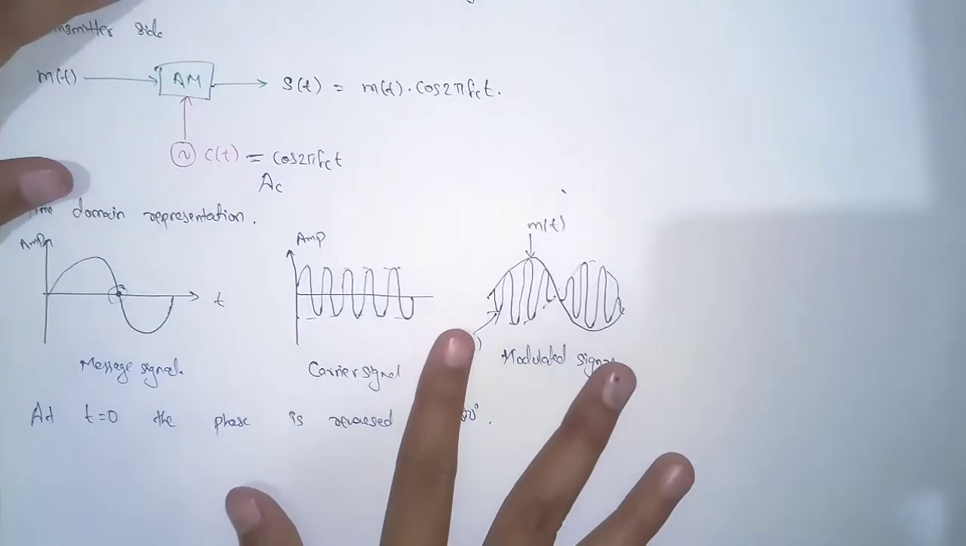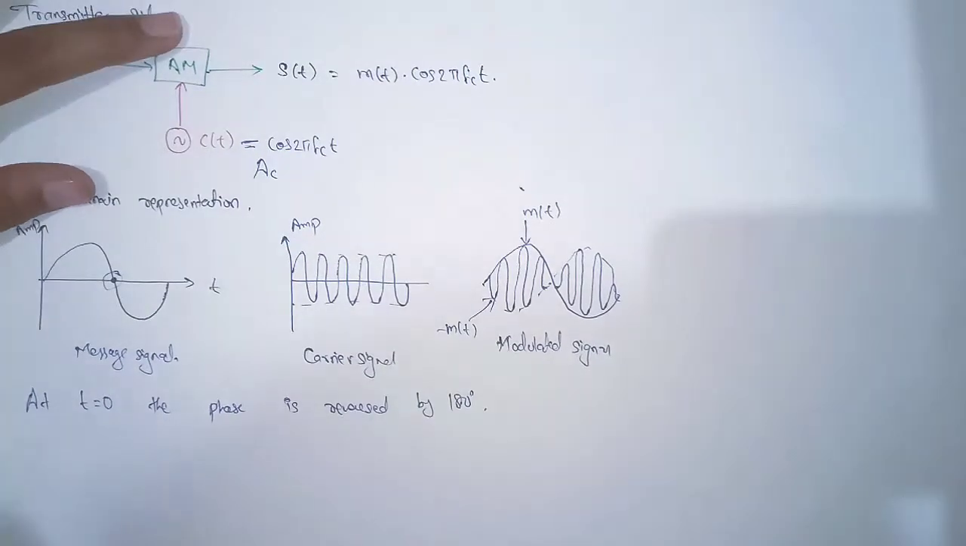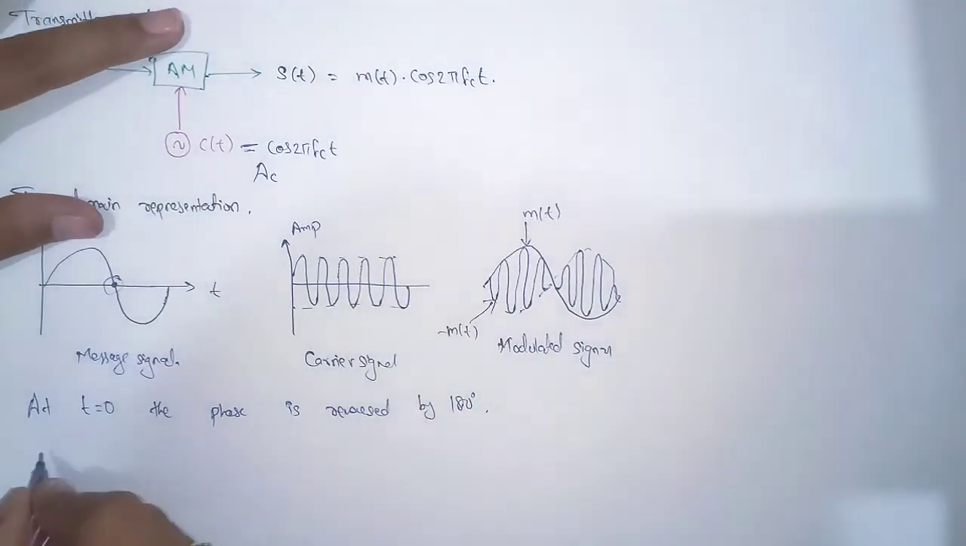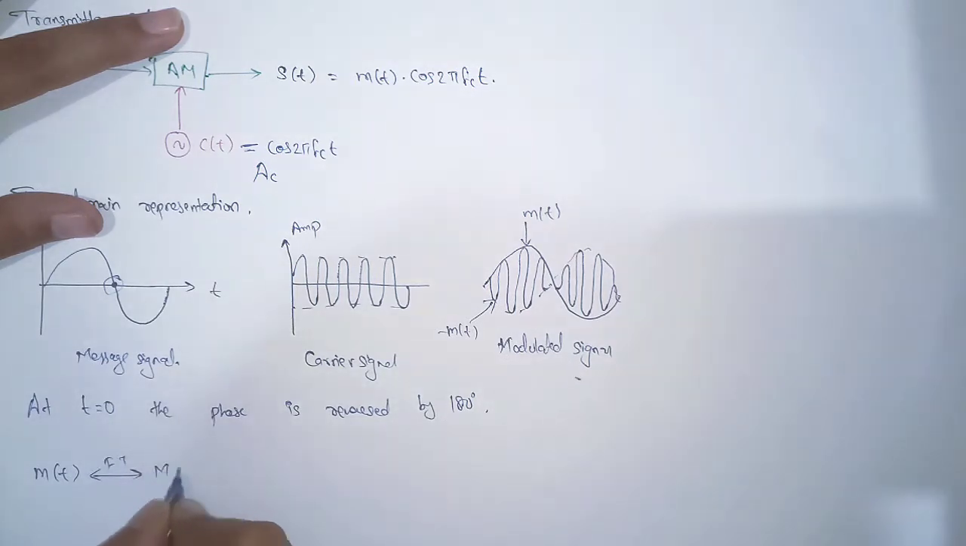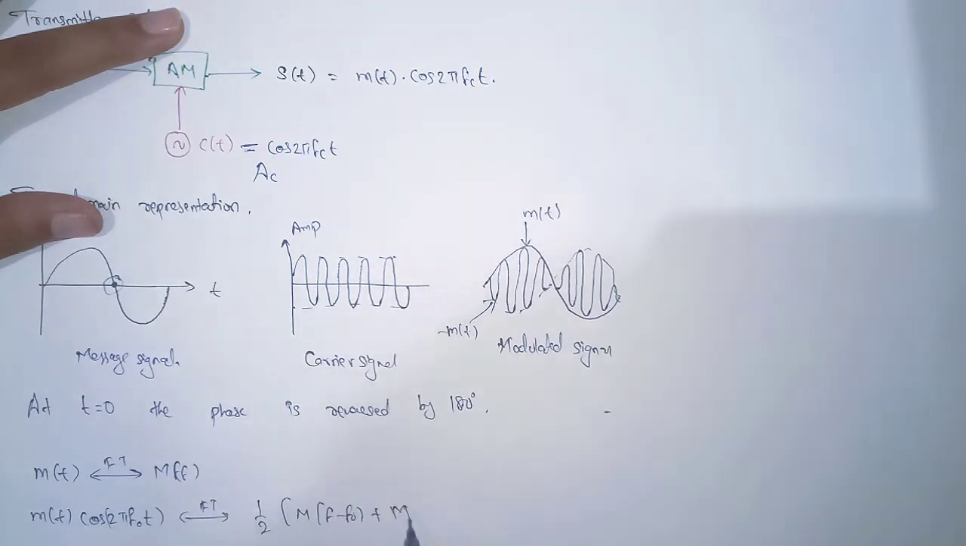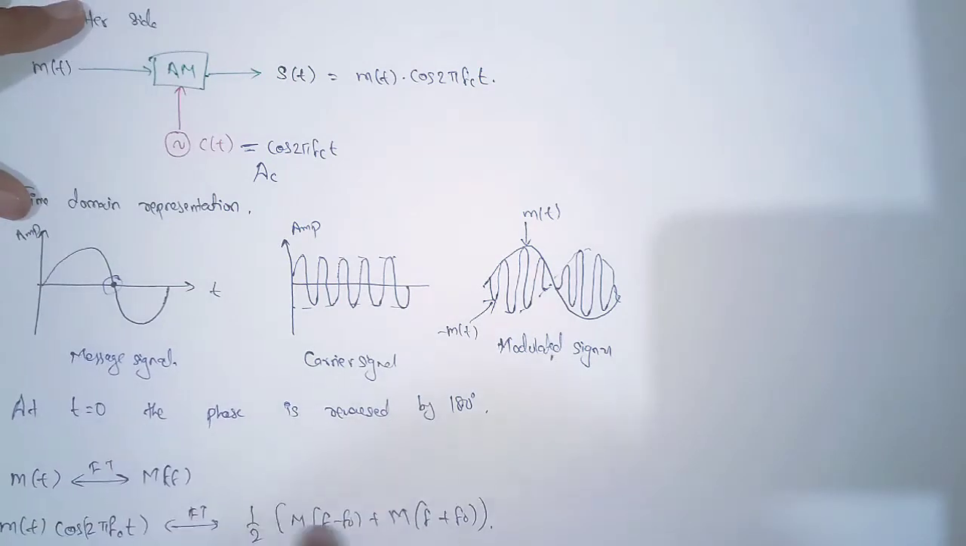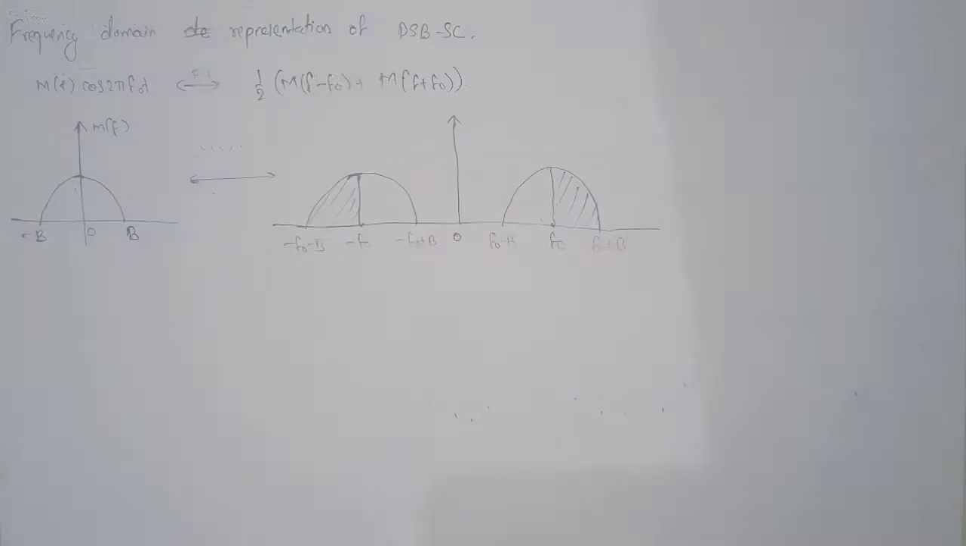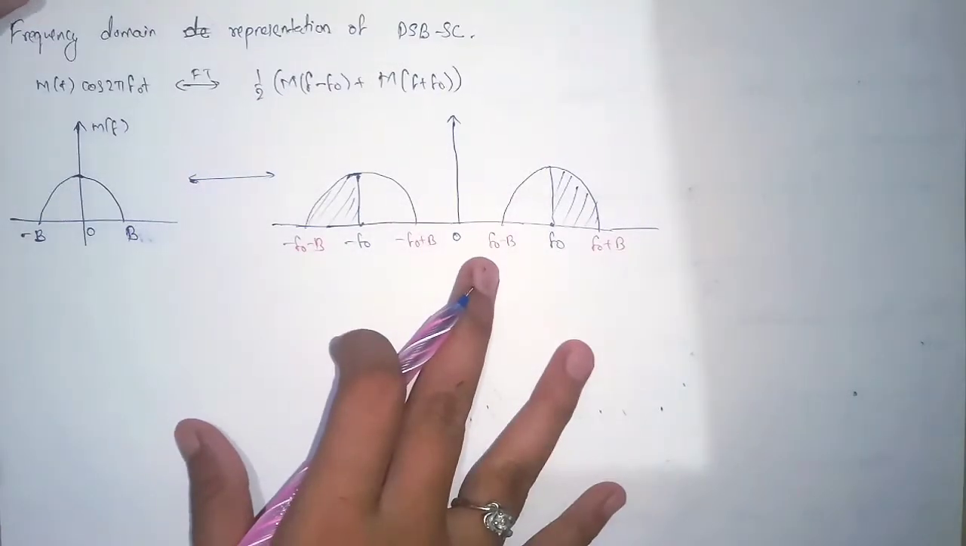According to the frequency shifting property of Fourier transform, we can say that m of t will give us M of f. In the same manner, m of t cos 2 pi f naught t will give us 1 by 2 [M of f minus f naught plus M of f plus f naught]. So let's see further the representation in the graph. So let's see the frequency domain representation of the DSB-SC signal.